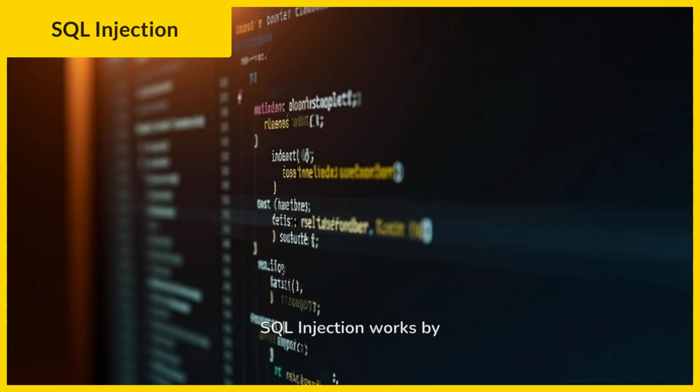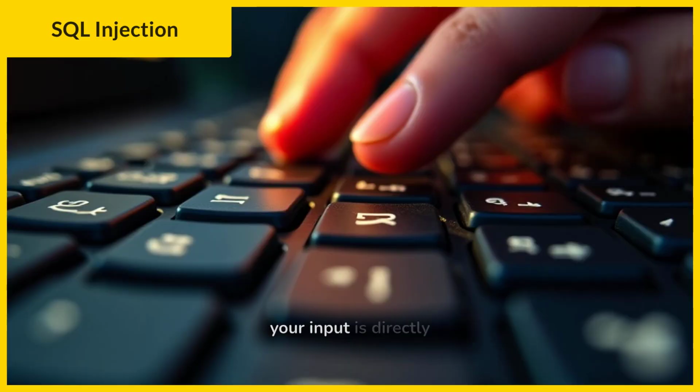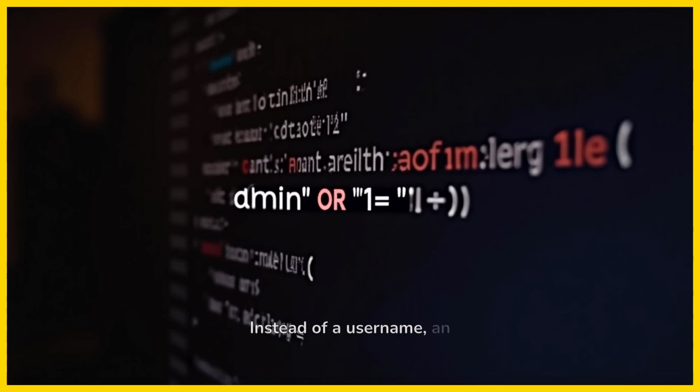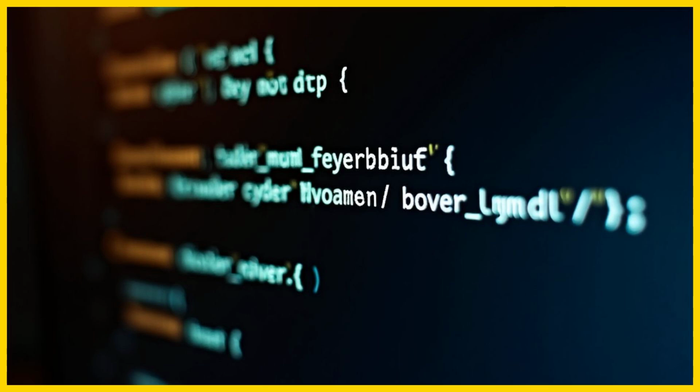SQL injection works by tricking the application into executing malicious SQL commands. Imagine a login form where you enter your username and password. The application might construct a SQL query like SELECT * FROM users WHERE username = 'your_username' AND password = 'your_password'. If your input is directly inserted into this query without proper handling, an attacker can manipulate it. Instead of a username, an attacker might input something like admin' OR 1=1.